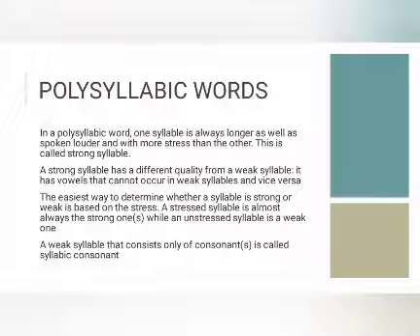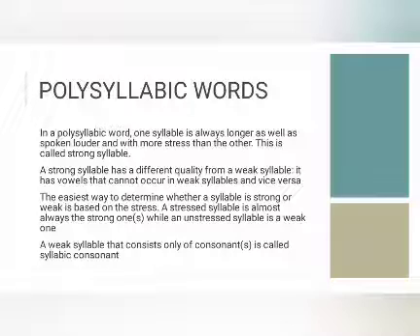A strong syllable has a different quality from a weak syllable, in that it has vowels that cannot occur in a weak syllable and vice versa. The easiest way to determine whether a syllable is strong or weak is based on stress. A stressed syllable is almost always the strong one, while an unstressed syllable is a weak one. So the stressed syllable is almost always the strong syllable.